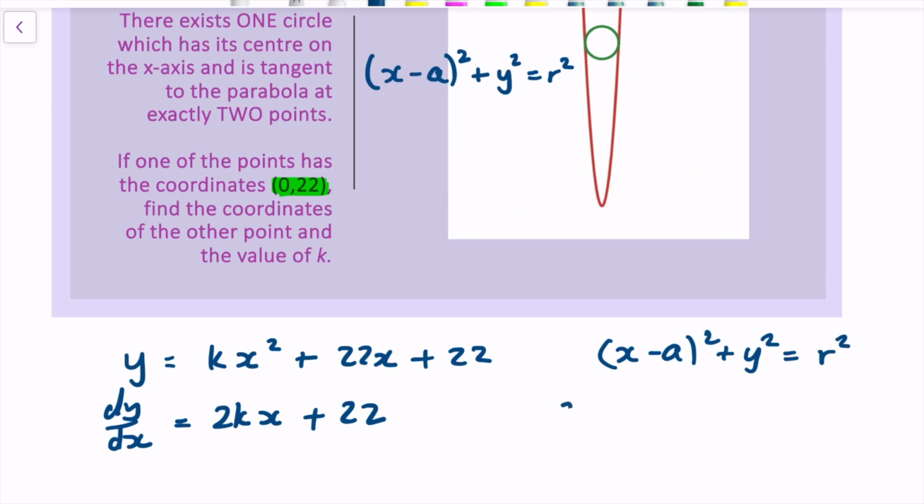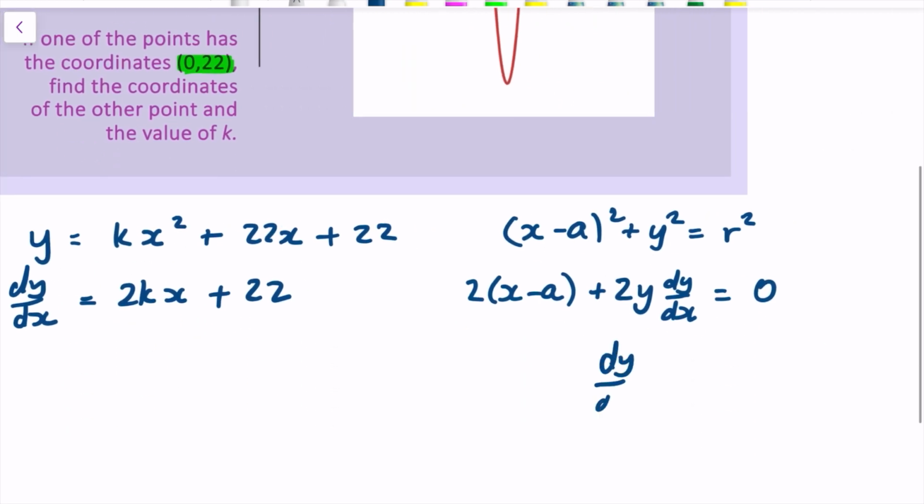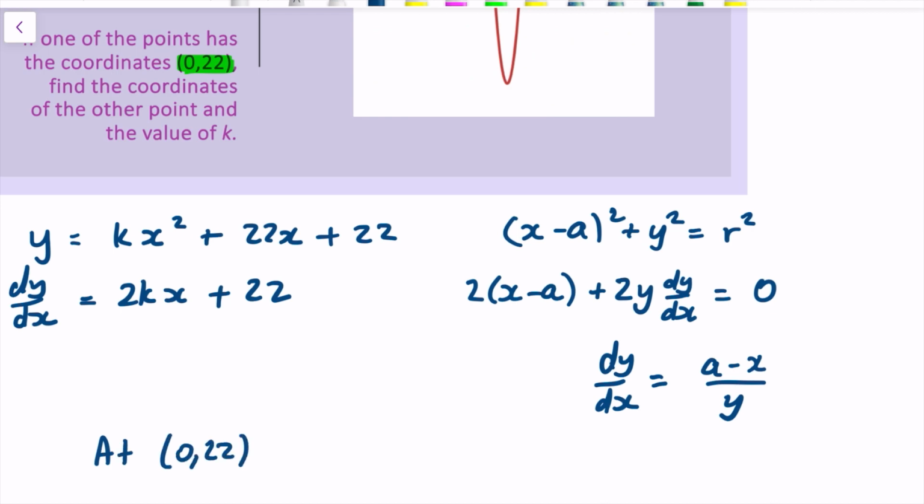Diff the first term, 2 lots of (x minus a). Diff the second term with respect to x, so 2y times dy/dx, and then the term r squared is a constant, so it diffs to 0. We can rearrange this one. dy/dx equals (a minus x) over y. The 2's cancel. Alrighty, so now if we equate those expressions, the gradients are the same at the point x equals 0. At (0, 22), or x equals 0, the gradients are equal.